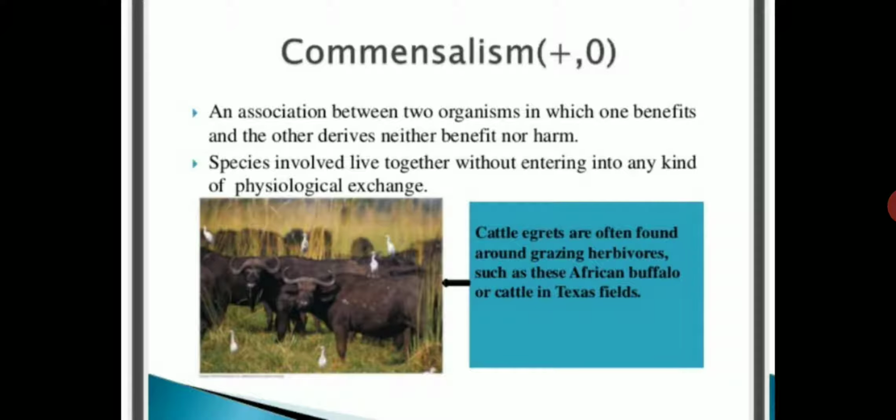Lynn Margulis, for example, postulated that eukaryotes originated due to symbiosis between Archaebacterium and some eubacteria. Similarly, mitochondria and chloroplasts also evolved in eukaryotes and plants.